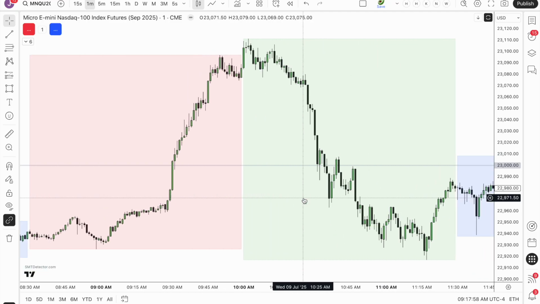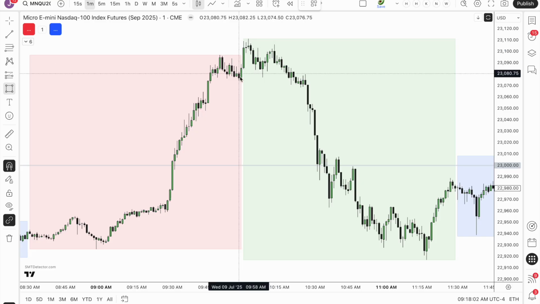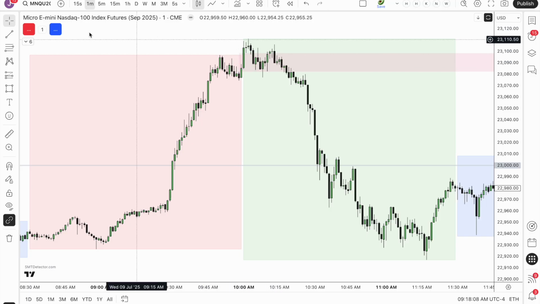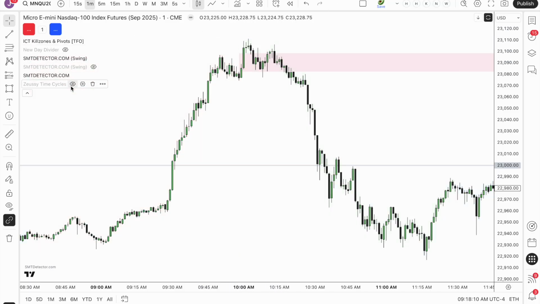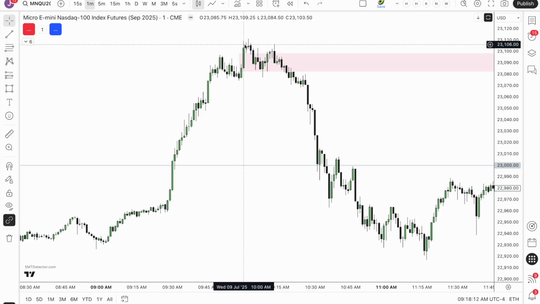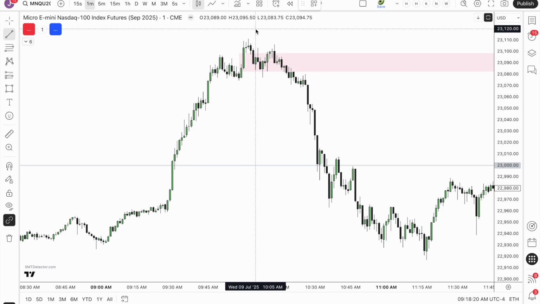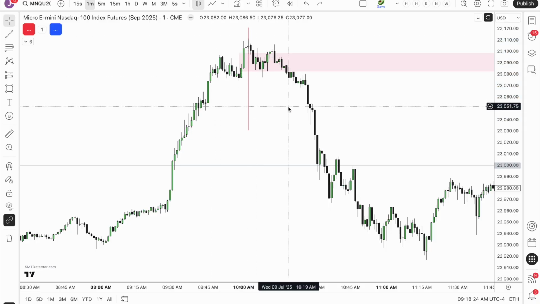Okay, we'll do one more example here. So these would be okay, these fair value gaps here. Because we run higher, we test them. We run higher again, and then we close down below. So that becomes your SMR. Left side, right side, SMR.